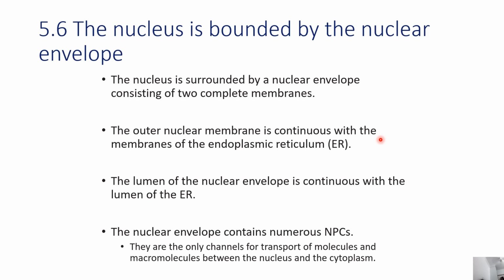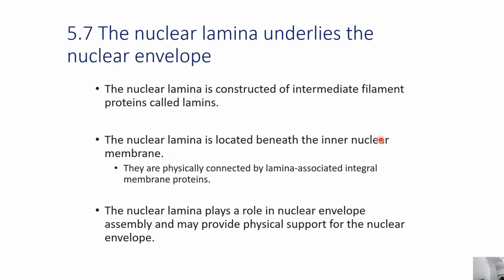The nucleus is surrounded by a nuclear envelope consisting of two complete membranes, and the outer nuclear membrane is continuous with the membranes of the endoplasmic reticulum, and the lumen of the nuclear envelope is continuous with the lumen of the ER. The nuclear envelope contains numerous NPCs, or nuclear pore complexes. They are the only channels for transport of molecules and macromolecules between the nucleus and the cytoplasm. Now, the nuclear lamina is constructed of intermediate filament proteins called lamins.